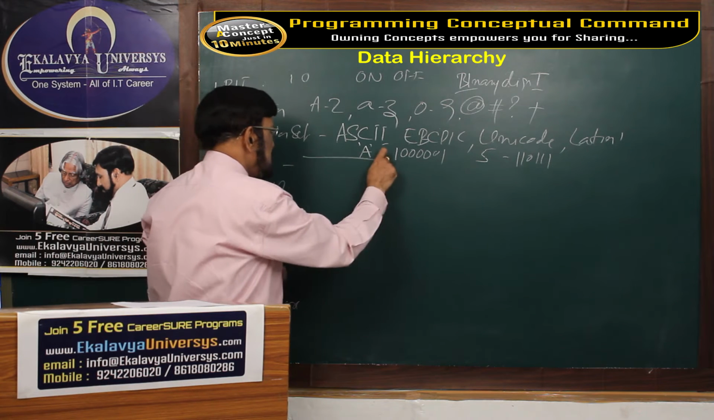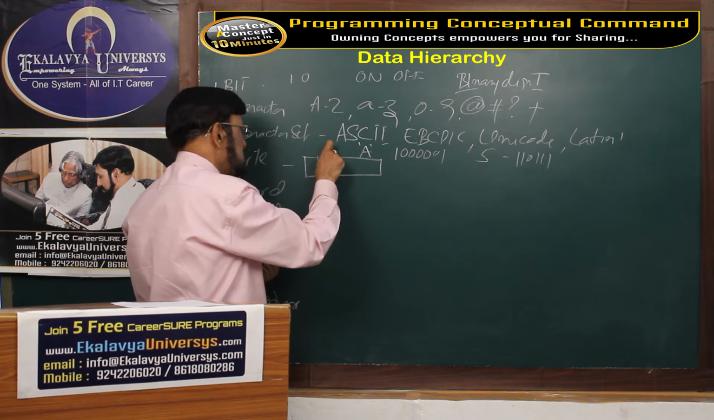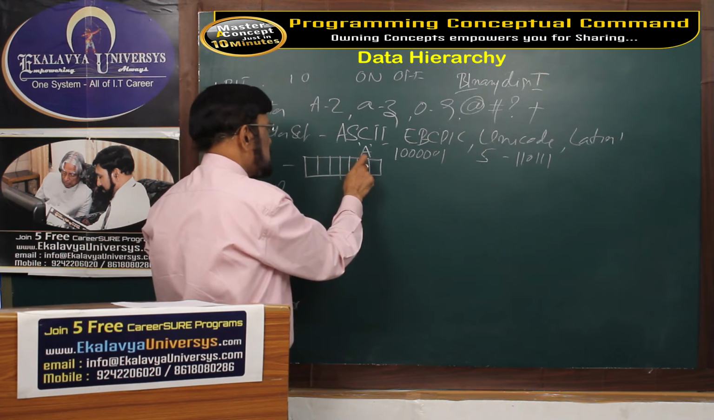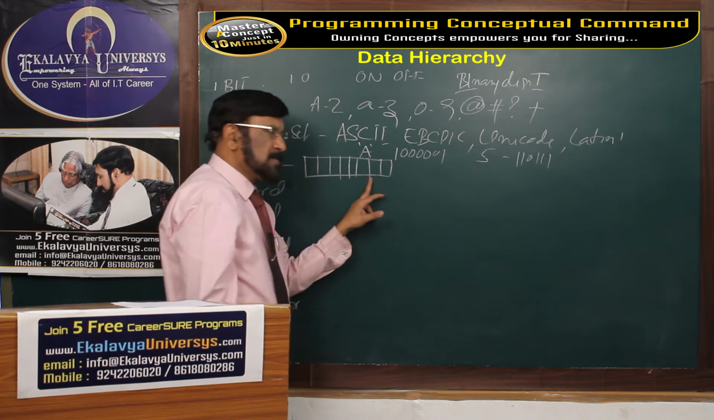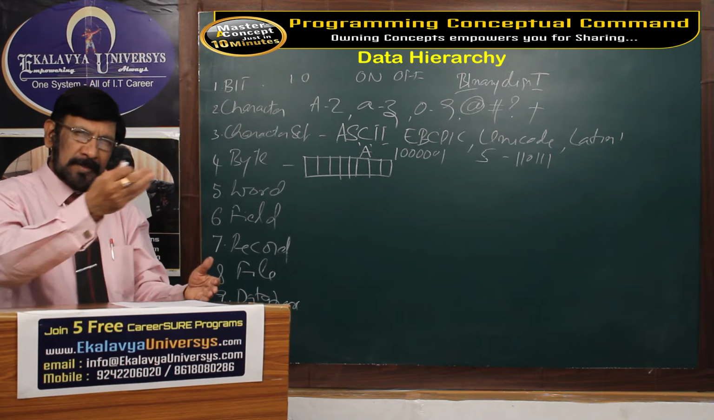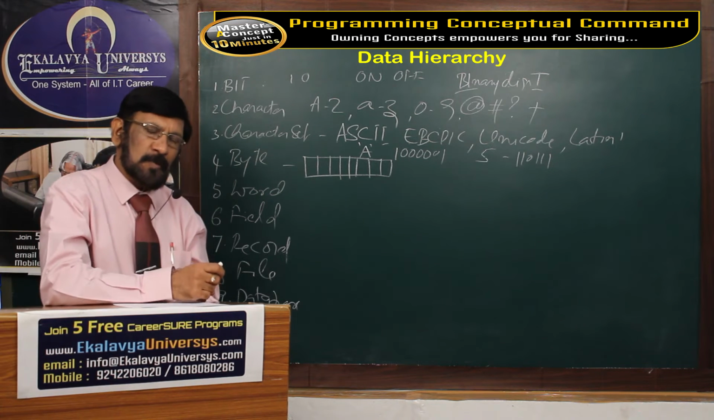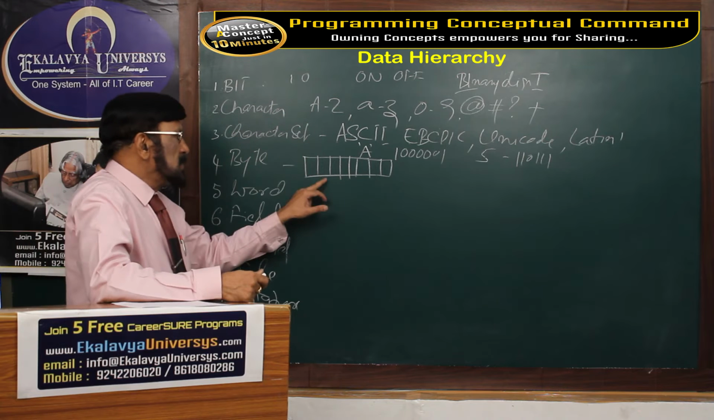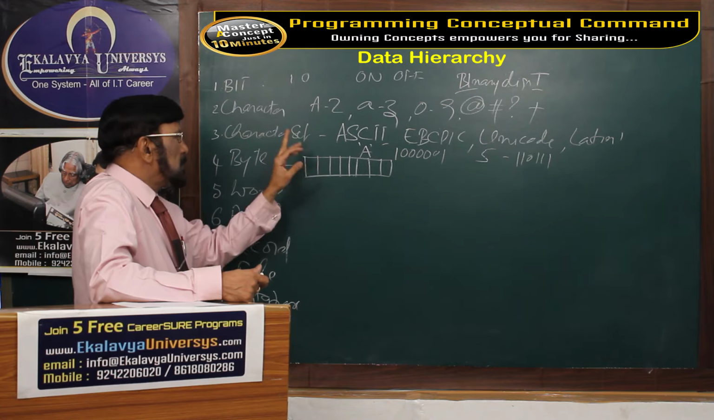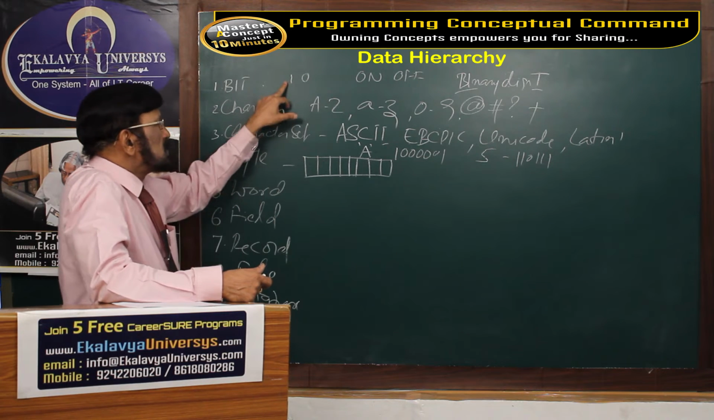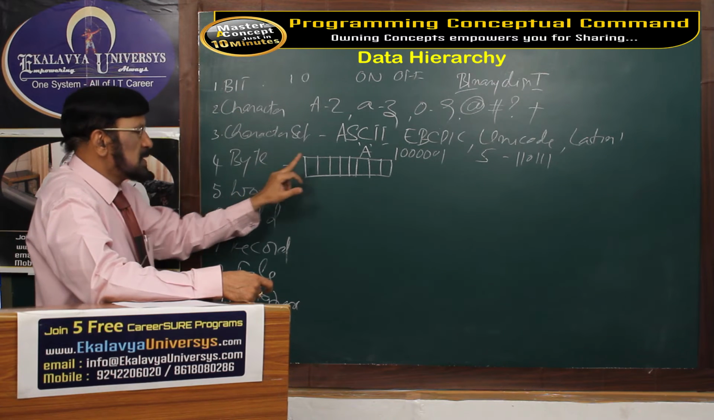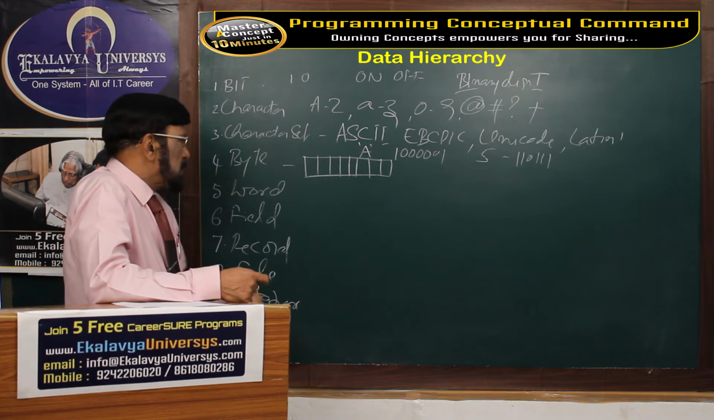Thereafter byte. Byte is composition of 8 bits: 1, 2, 3, 4, 5, 6, 7, 8 bits. Data should be moved from one device to another, and then only processing is possible. So it is moved from one place to another in the form of bytes. Basic element is bit, and basic unit is byte. That is the difference. You have to understand.